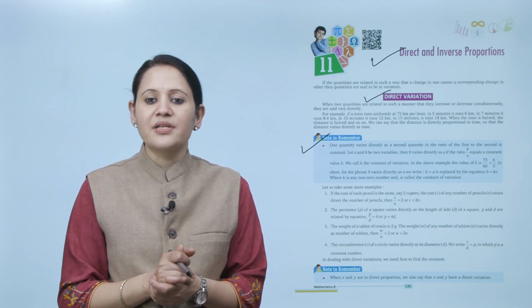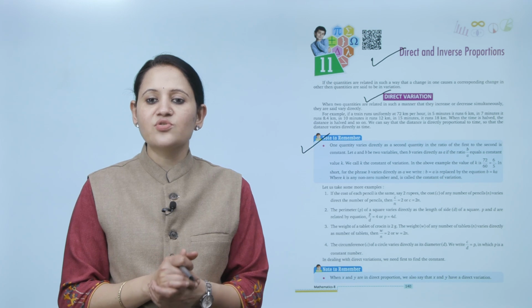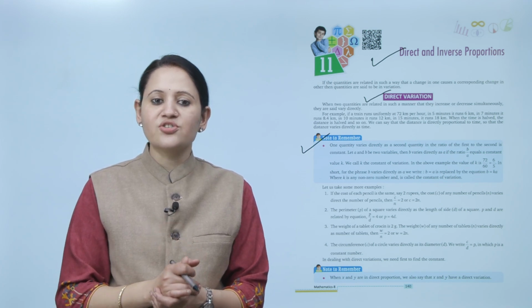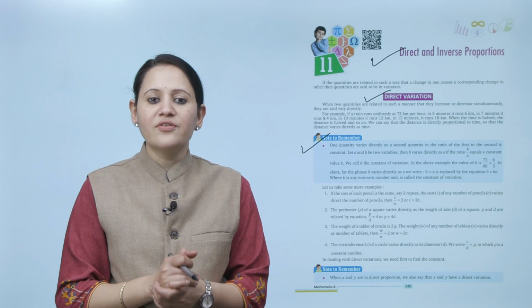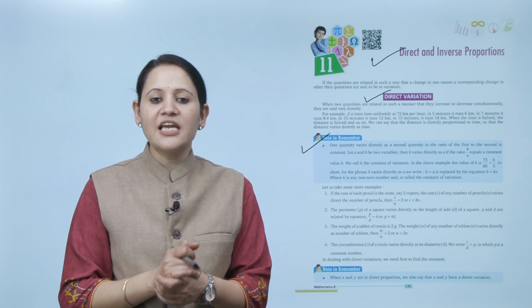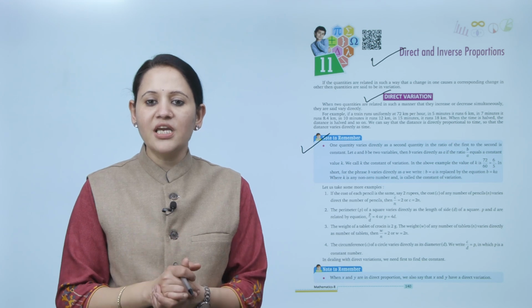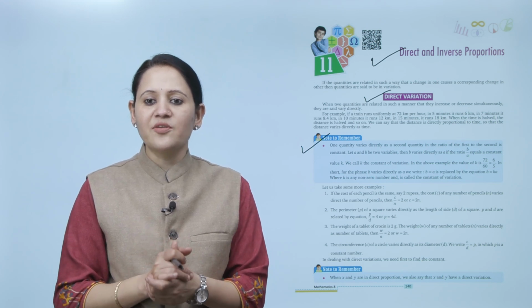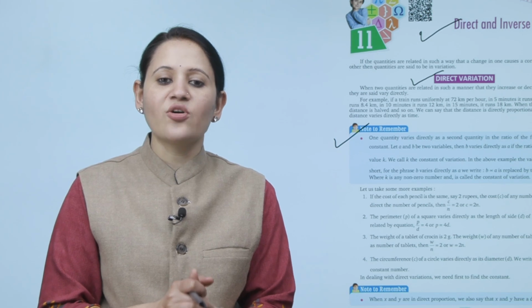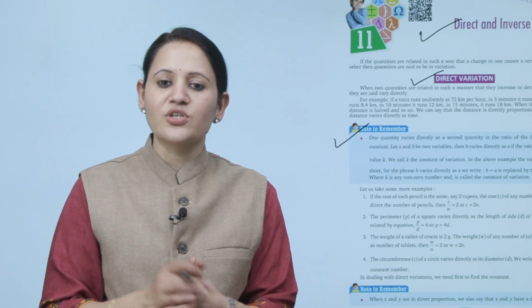In the above example, the value of K is equal to 72 upon 60, that is equal to 6 upon 5. In short, for the phrase B varies directly as A, we write B ∝ A, which is replaced by the equation B equals KA, where K is any non-zero number and is called the constant of variation.